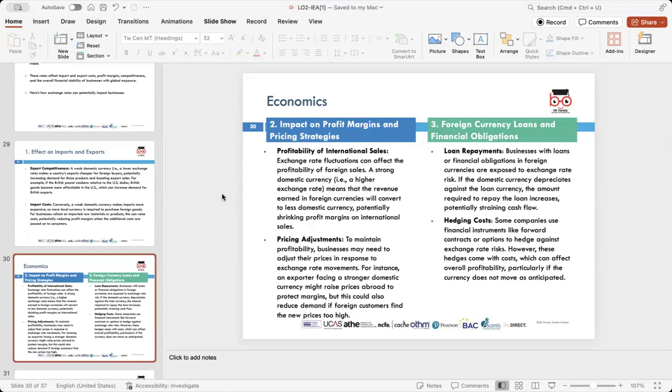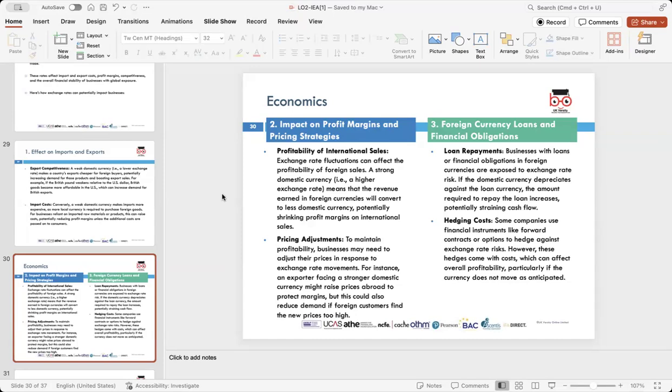Pricing strategies: if a company is dealing with a stronger domestic currency, it may have to increase prices in foreign markets to maintain profit margins. However, rising prices could reduce demand, making it harder to compete with local businesses in their market. Companies that operate in multiple currencies must carefully monitor exchange rates and adapt their pricing models to maintain profitability and market competitiveness.